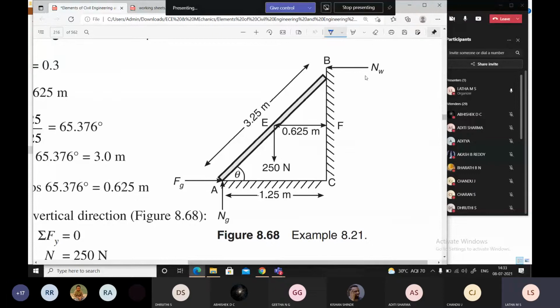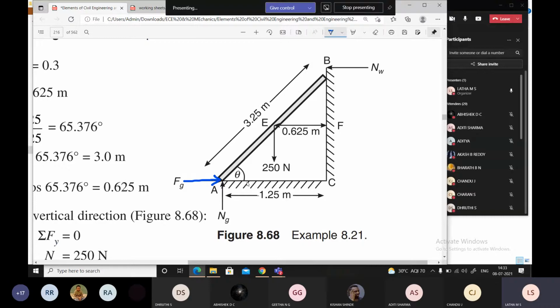Now at B, you find the normal reaction to the wall, W meaning wall. You find only the normal reaction. You don't find friction, students. Why don't you find friction at point B? Yes, it is a smooth wall. Very good. At point A, you find the friction in the opposite direction of the motion. FG is taken in the opposite direction of the motion. Correct? And NG is the normal reaction at the ground.